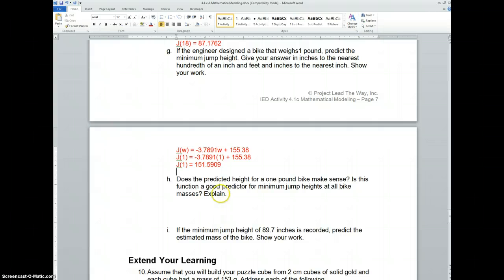So you're saying if you had a 1 pound bike, it would jump up this high into the air. Is that a good predicted height for a 1 pound bike? Does that make sense? It shouldn't. That you just go off the end of a ramp and pop up that high into the air. Explain that in words. And then if the minimum height, and here again we're using the exact same equation, we're just plugging in something different.